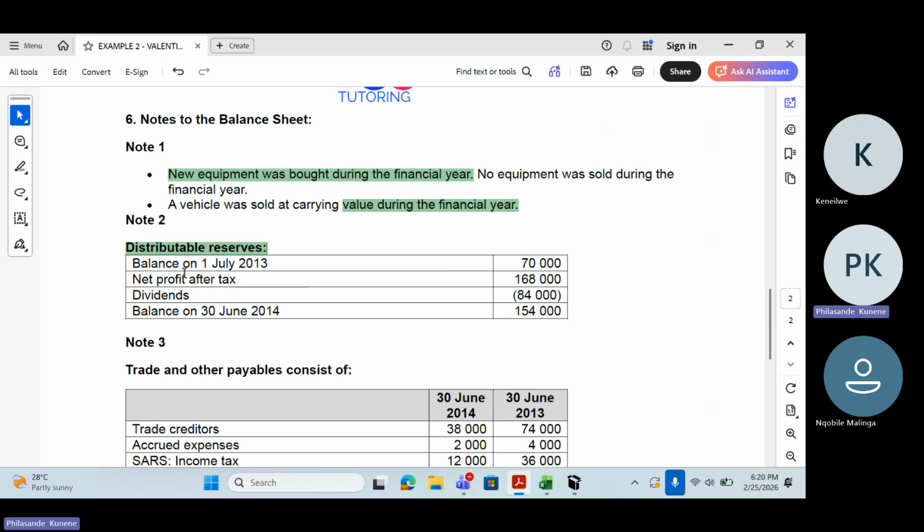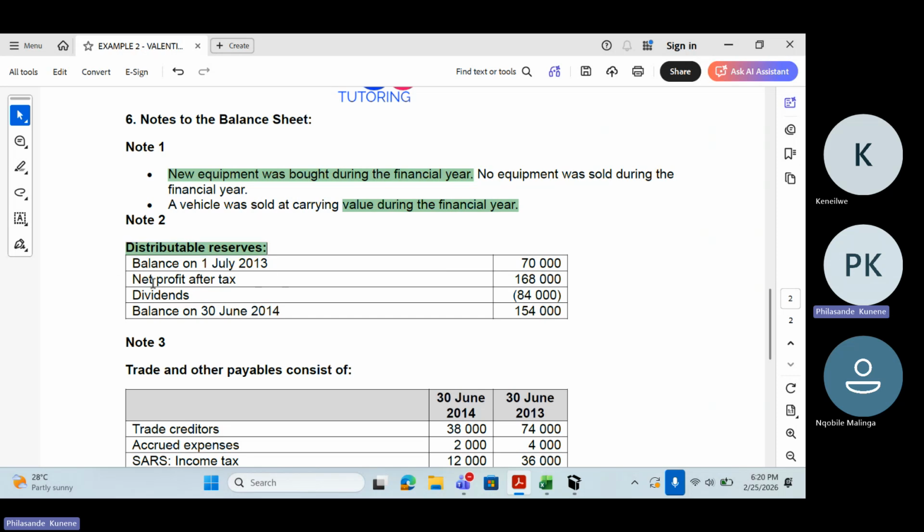We must not forget, this is the same thing as retained income. They can call it distributable reserve, general reserve, other reserves, retained earnings, retained income. That is the same thing. At a grade 12 level, because when you go to university, it's going to be different things. But for now, we must know that distributable reserve is the same thing as retained income.